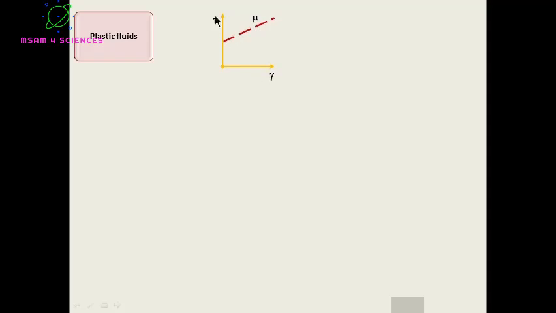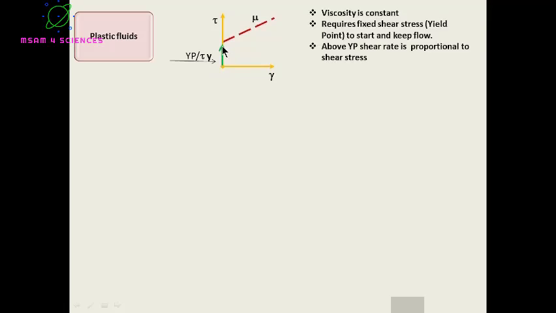And the relationship between rate and stress is proportional, but there is a minimum or fixed value to be applied in order to get flow. So the fluid here needs this value to be applied prior to commencing flowing. This value is called the yield point or yield stress. After this point, we can see the relationship is proportional between rate and stress and viscosity is constant.